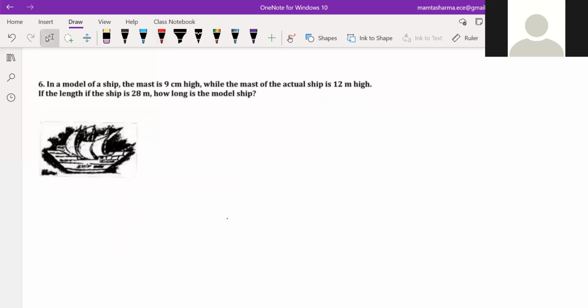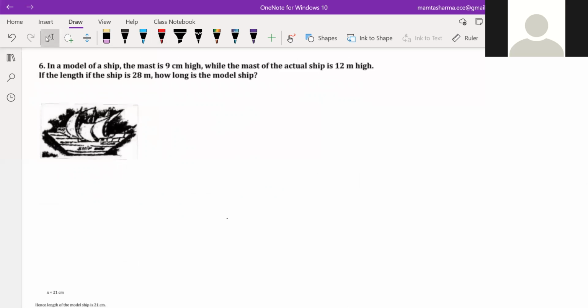This question is quite common. Read this question. In a model of a ship, the mast is 9 centimeters high. What is a mast? The vertical pillar on the ship is called a mast. It is 9 centimeters high, while the mast of the actual ship is 12 meters high. If the length of the ship is 28 meters, how long is the model ship?